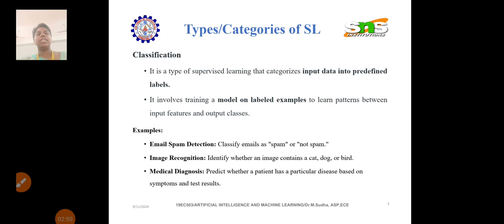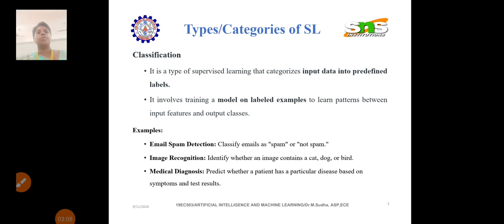Some examples of classification: the first example is email spam detection, which classifies emails as spam or not spam. In day-to-day life we receive a large number of mails, and the system identifies whether a particular email received in the inbox is spam or not spam. So we can use this classification machine learning algorithm for that purpose.